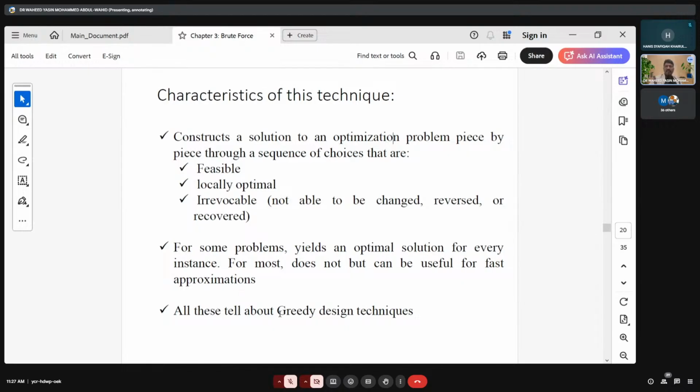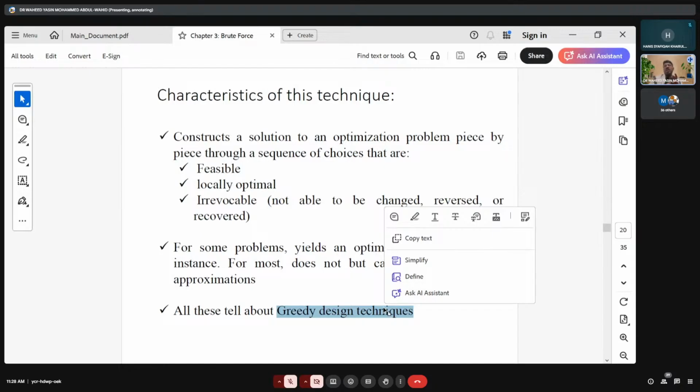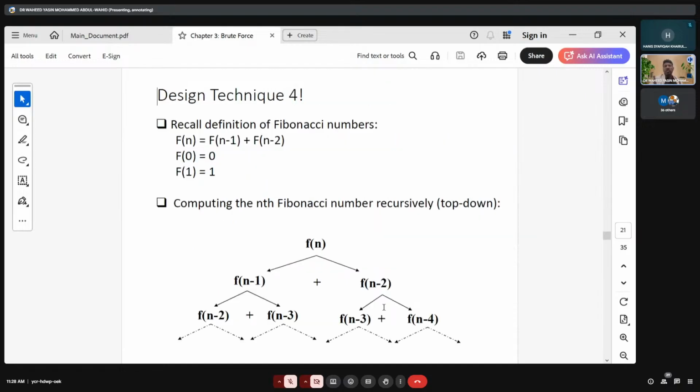So we talked about brute force, like bubble sort, like sequential sort. Then we went to divide and conquer, like merge sort, where we divide the problem into subproblems. Then we went to the coin changing problem, which we call the greedy approach technique. Then we go to technique 4, dynamic programming.